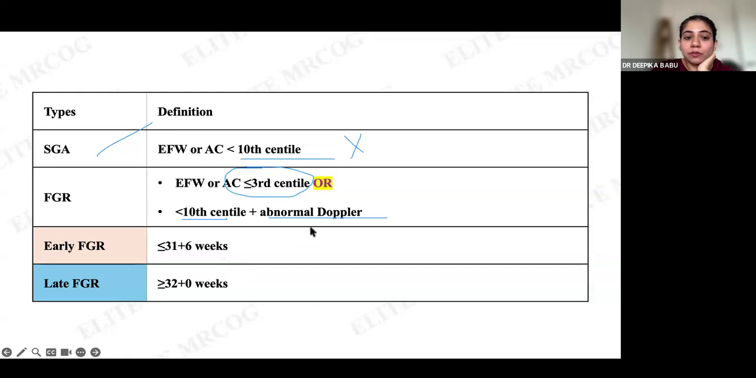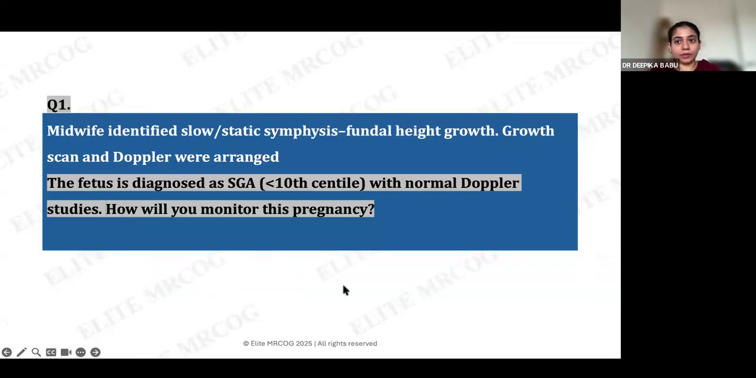If that is being manifested before 32 weeks, then it is early onset, and if it is at or beyond 32 weeks, it's a late onset FGR. This much is clear. Now I will answer your question before I take up this topic.